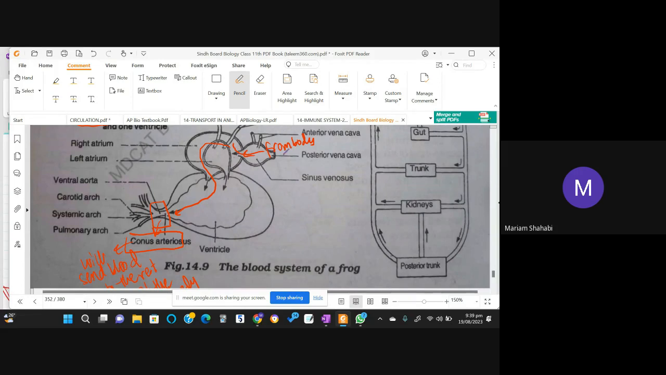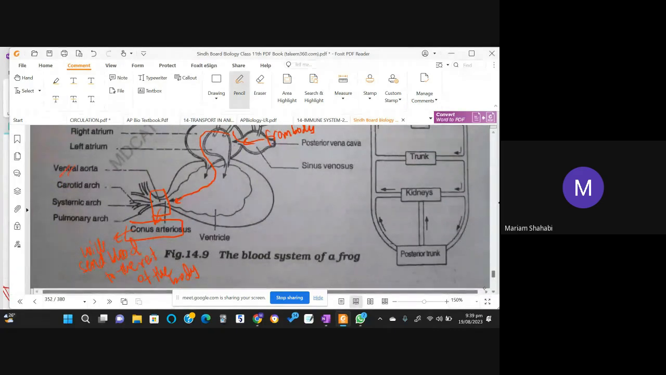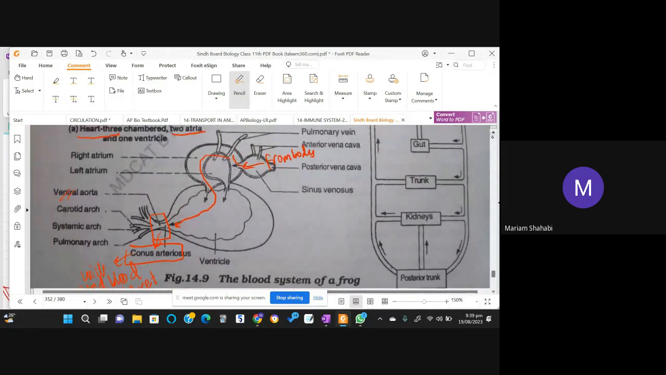ठीक है, right atrium से deoxygenated blood आ रहा है from the tissues. It is pumped by the ventricle through this place. It is called the conus arteriosus. इसको ventral aorta भी लिखा हुआ है. Conus arteriosus, it is simply going to send the blood to the rest of the body. इतनी चीज क्लियर हो गई.